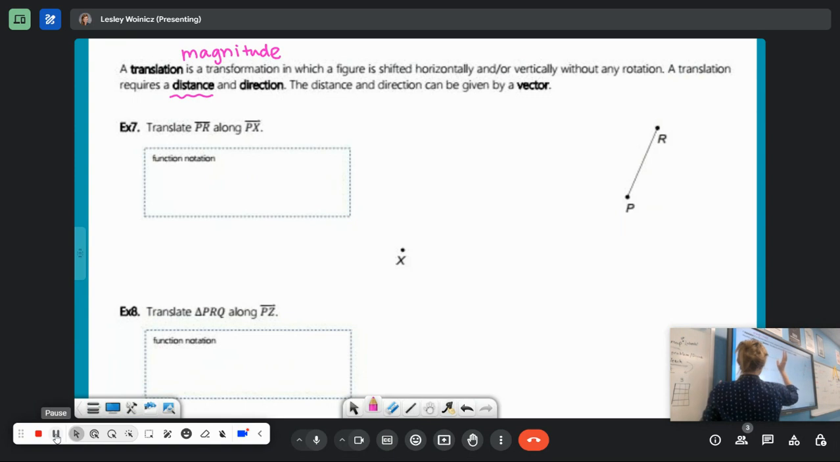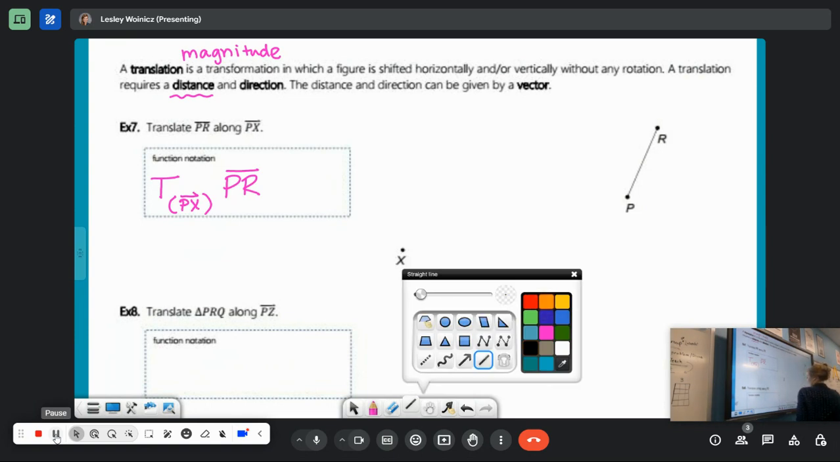All right, so our function notation is going to be big old capital T. Okay, in the subscript, we have to do the directions for performing the translation. So we have to give the vector. So we're going to go along vector PX. So with a barb, not an arrow. And then last but not least, the figure that is being transformed. So it will happen to segment PR. Okay.